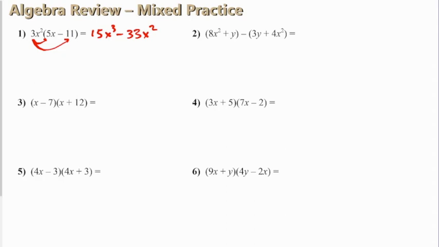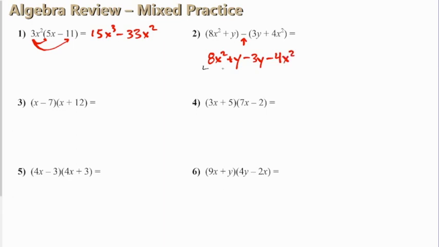This second one is not distributive property. This is a subtraction problem. So we only want to distribute the minus. We're not multiplying the two parentheses together like we did with other examples. This is saying 8x squared plus y. Now we're going to distribute the minus and have minus 3y. Distribute the minus and have minus 4x squared.